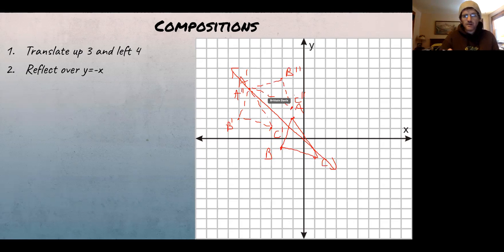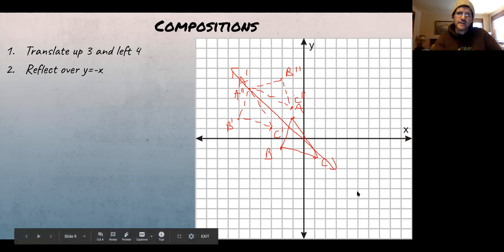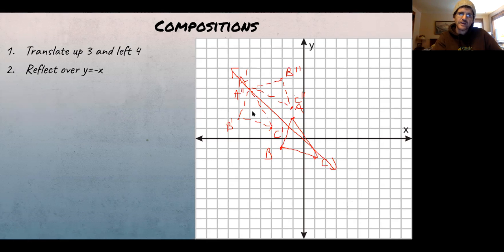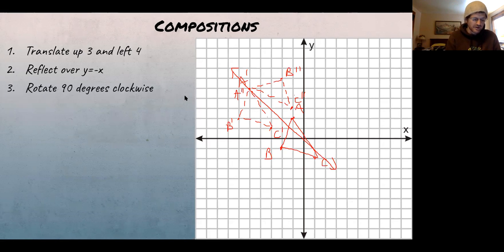And you can see if I just focus on this triangle and this triangle, it looks like a reflection. Just double checking, make sure that everything looks good. And I believe it does. Okay, so that's the second transformation. The last one is rotate 90 degrees clockwise. And I'm using this triangle right here to rotate 90 degrees clockwise. So I'm going to go this way.